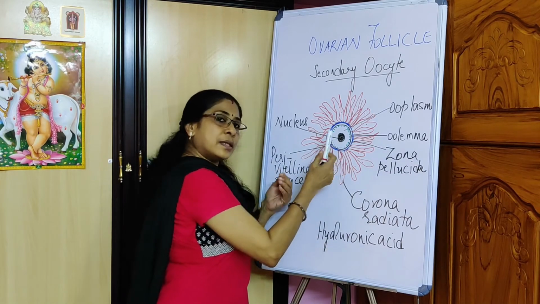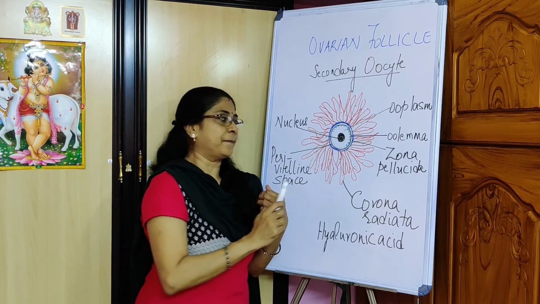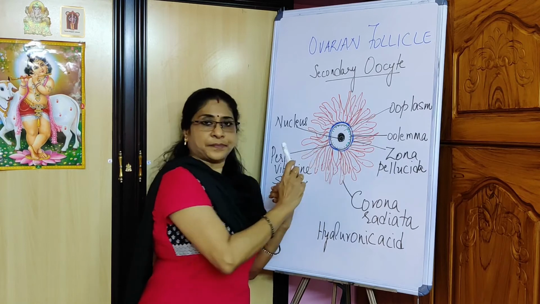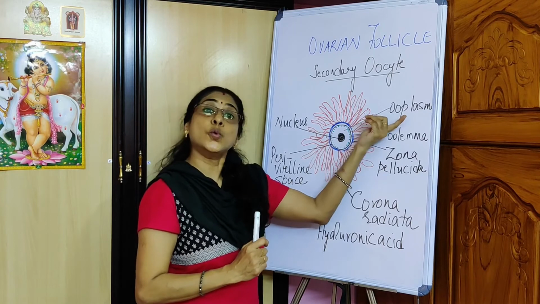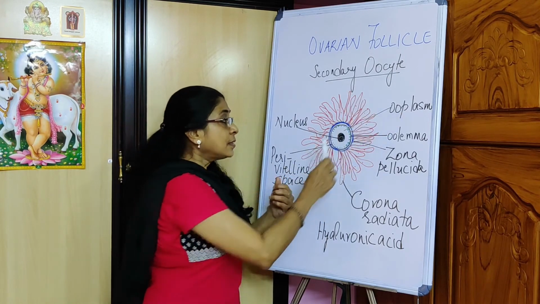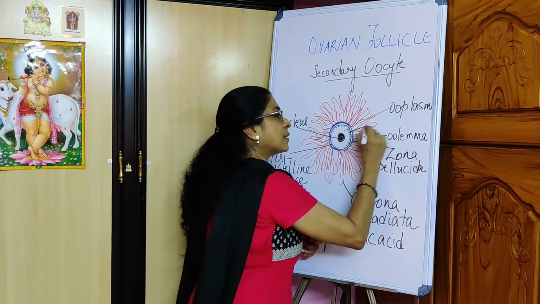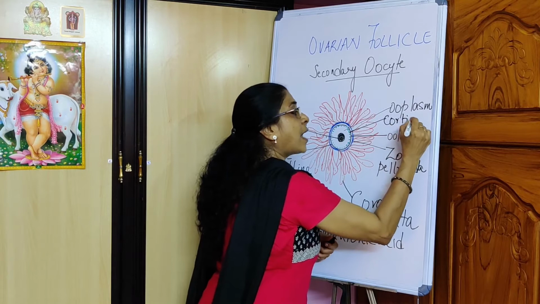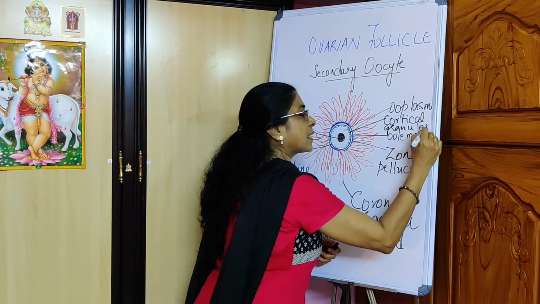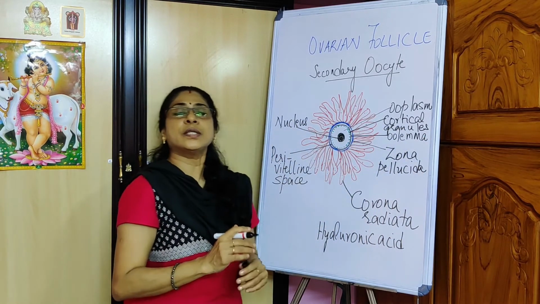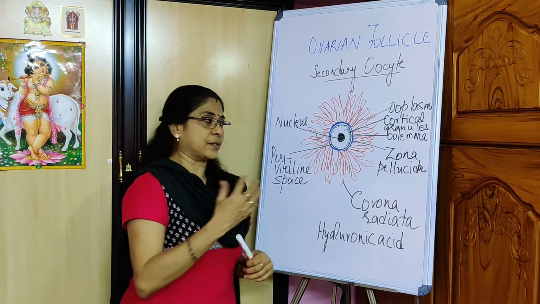Then, within the interior, there is a typical nucleus. You find the nucleus inside the cell. There is also the cytoplasm. The cytoplasm of the secondary oocyte is known as the ooplasm. And just below the oolemma, you find the presence of certain cortical granules. It plays a very important role during fertilization.